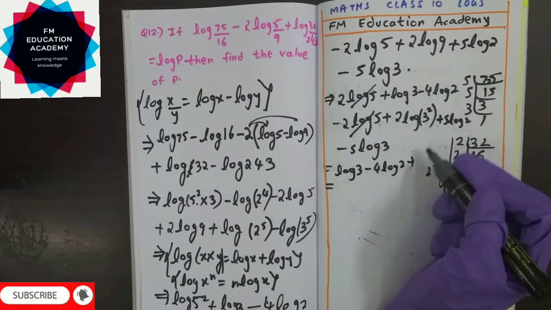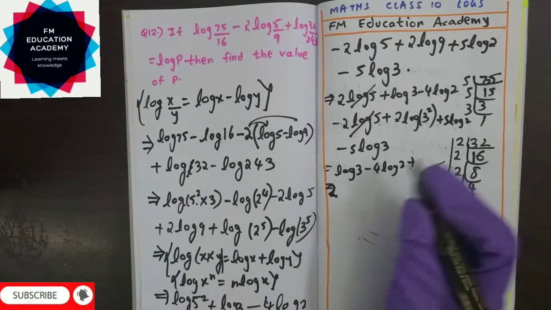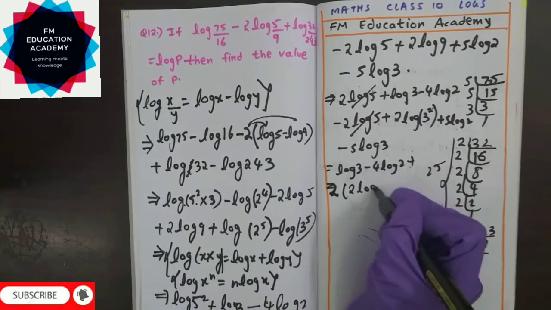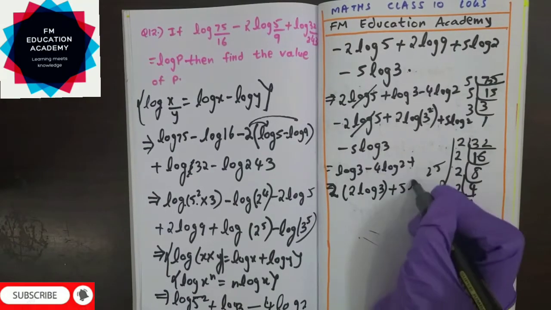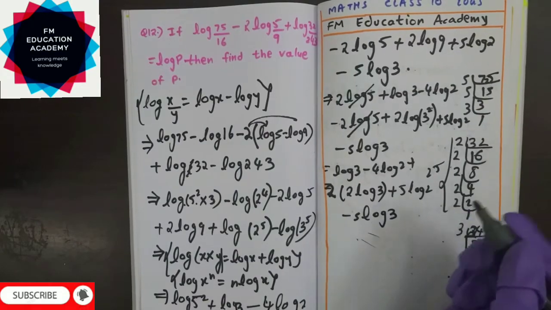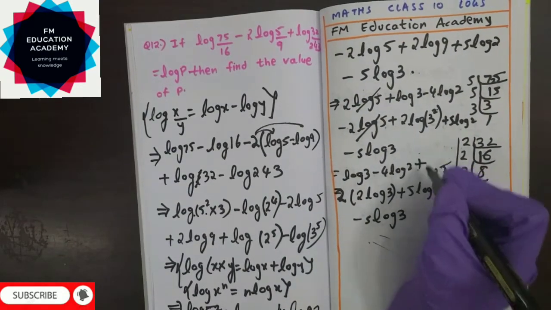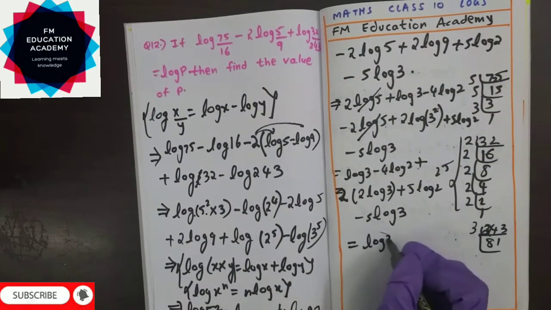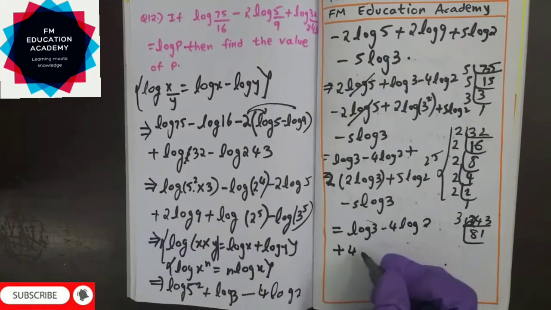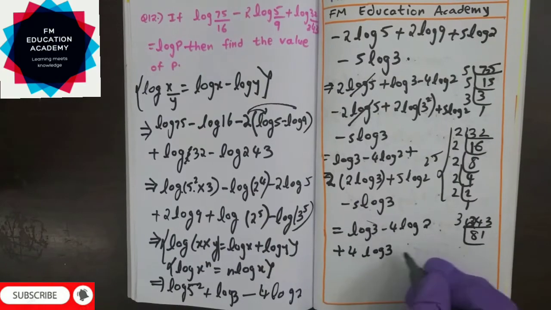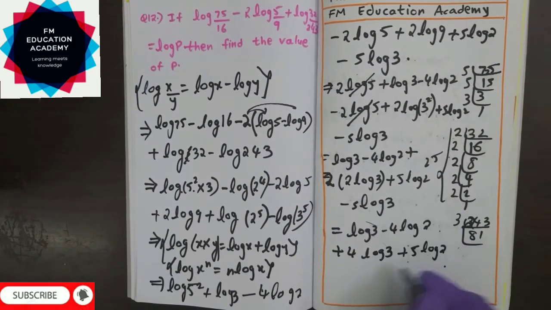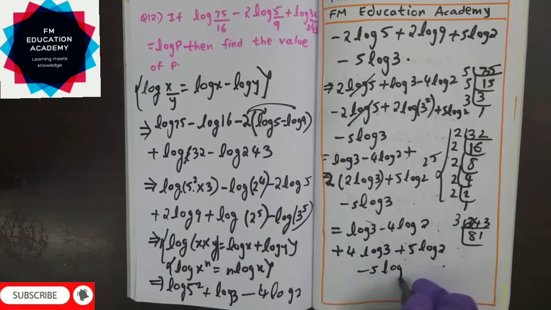again this is the form of log x power n. I'll have 2 as it is. Log x power n is n log x plus pi log 2 minus pi log 3. So that will be equal to log 3 minus 4 log 2 plus 2 2s are 4 log 3 plus pi log 2 minus pi log 3.